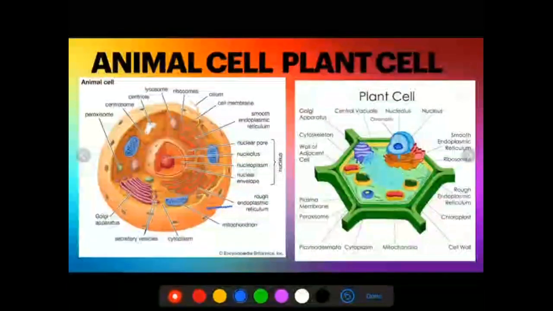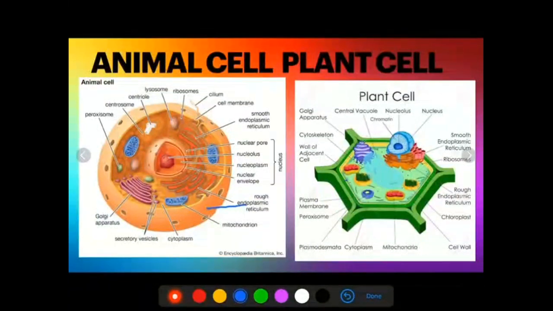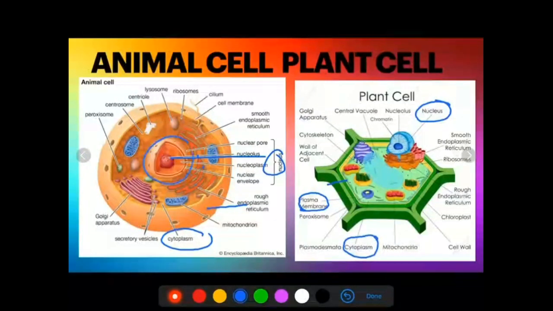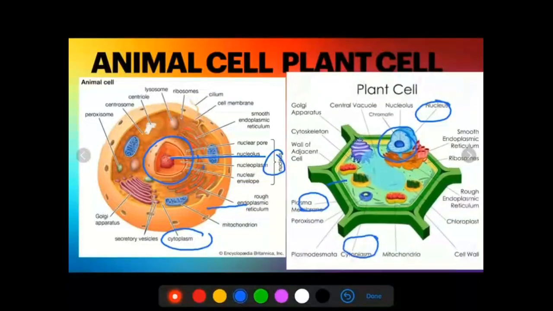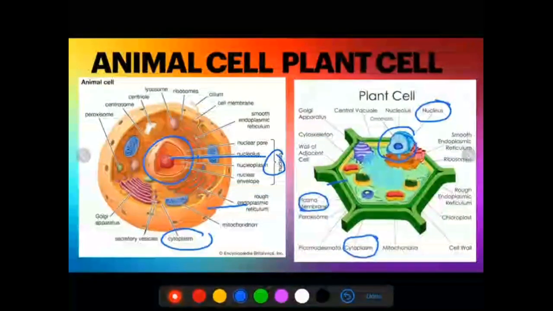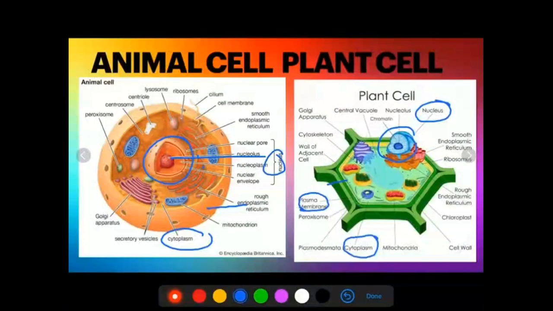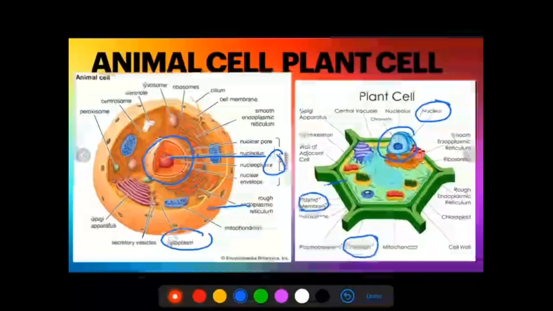Let us see plant cell or animal cell. This is the plasma membrane. This is the plasma membrane. And this part is the cytoplasm. This also has a cytoplasm. And this is the nucleus. This also has a complete nucleus. So this is the vital part and plasma membrane. Rest of the organelles we'll study in this chapter. All the details.